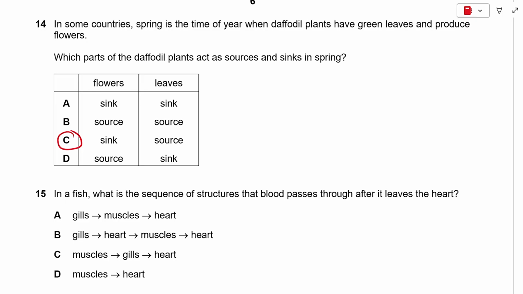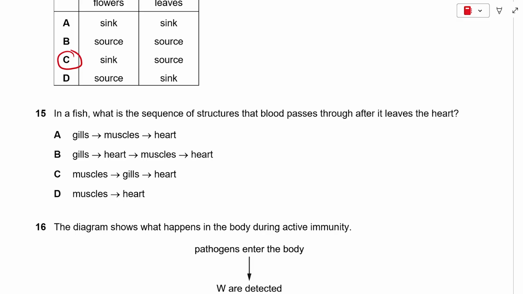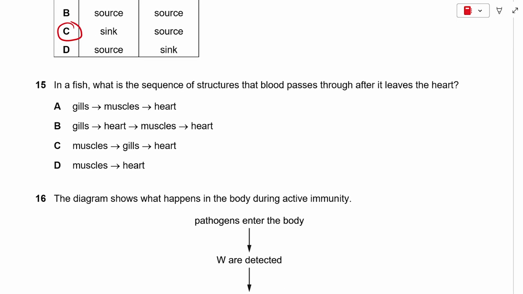Okay. In a fish, what is the sequence of structures that blood passes through after it leaves the heart? Now, in a fish, the kind of circulation that takes place is single circulation. So blood goes from the heart to the gills for gas exchange. Then after it leaves the gills, it goes to all the other body parts. The oxygenated blood will pass through all other body parts before it returns to the heart, and it returns to the heart with blood that has carbon dioxide. Then the heart will again push this blood with lots of carbon dioxide to the gills for gas exchange. Then after gas exchange, it will move through the body and then return to the heart. So that is how circulation takes place inside the fish.